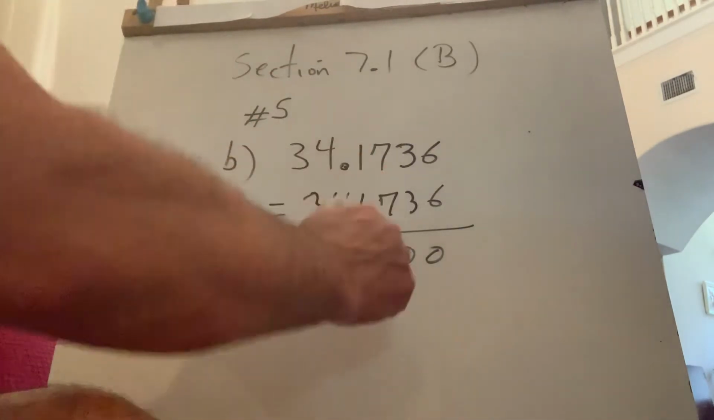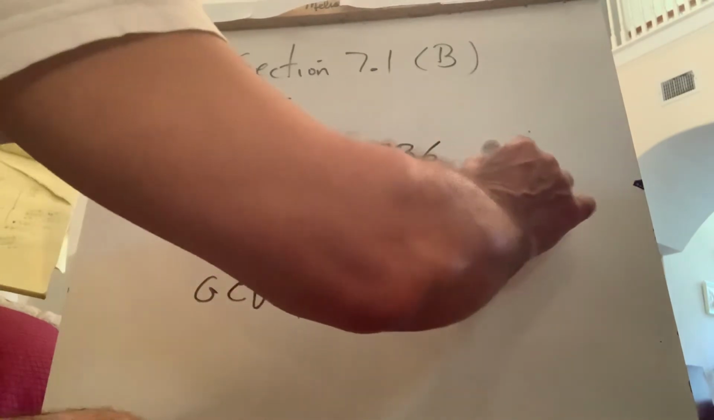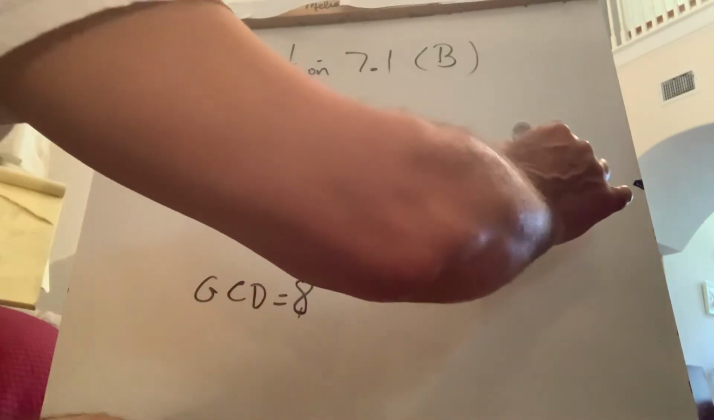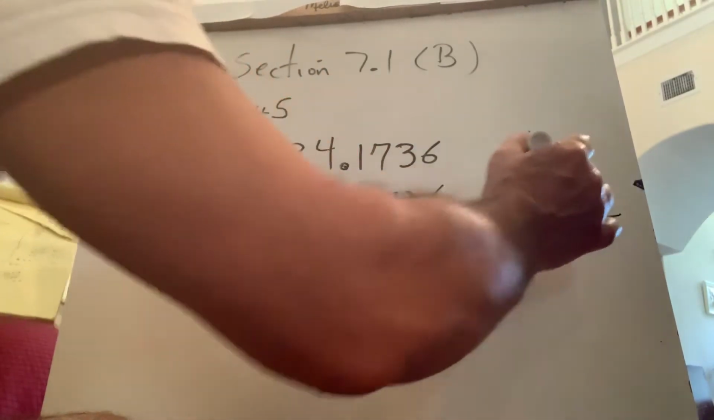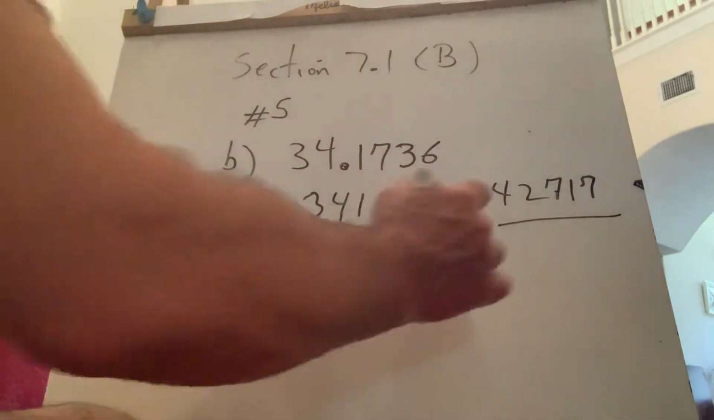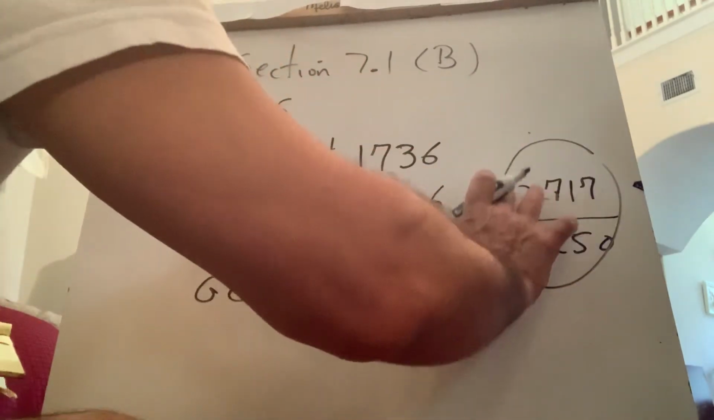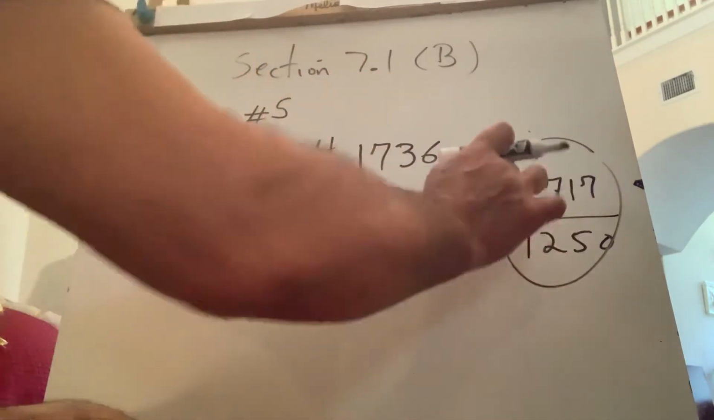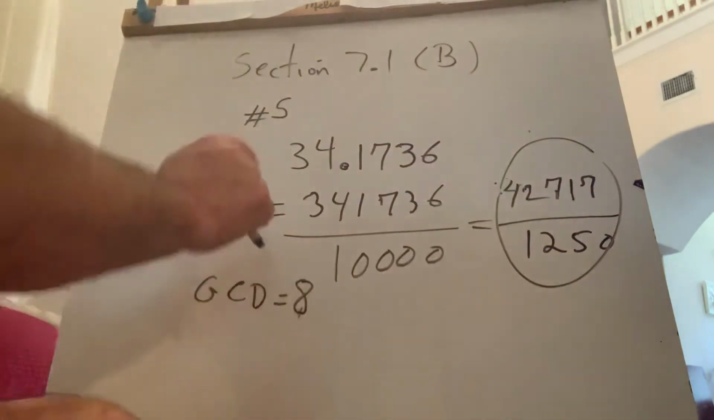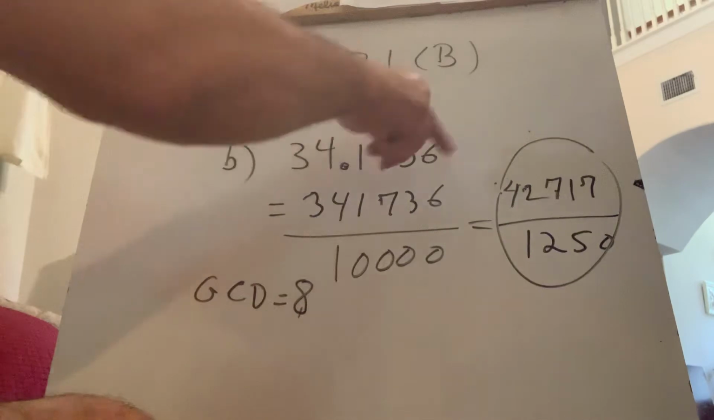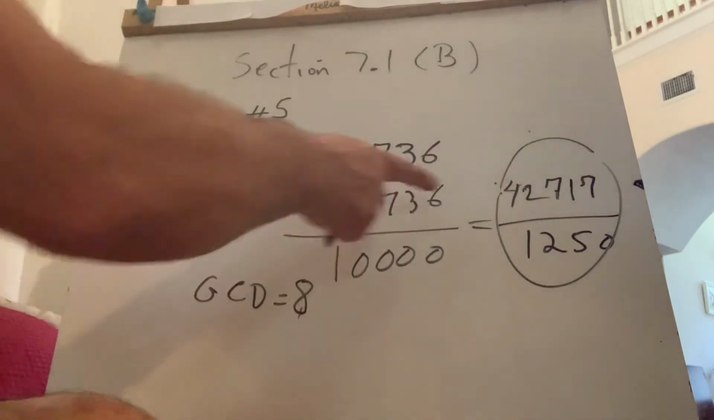If you reduce them both by 8, the fraction will reduce to 42,717 divided by 1250. That will be the most reduced form of this fraction, which again represents this terminating decimal. So you can do part C very similar to part A, except it will just be negative.